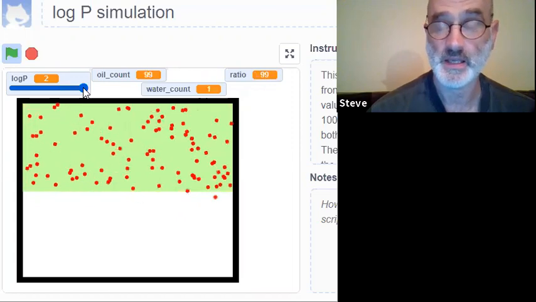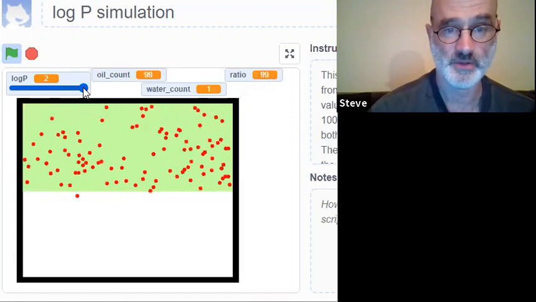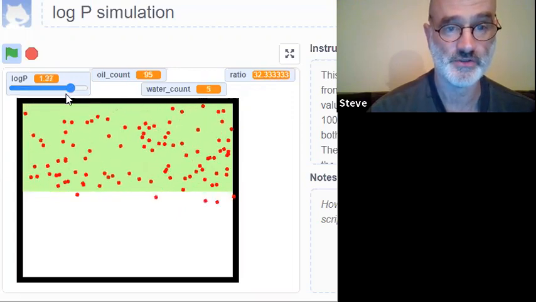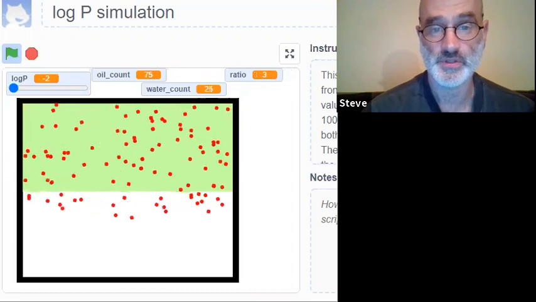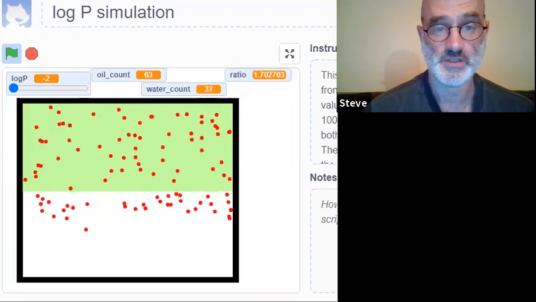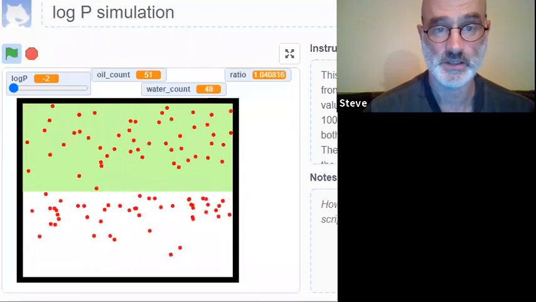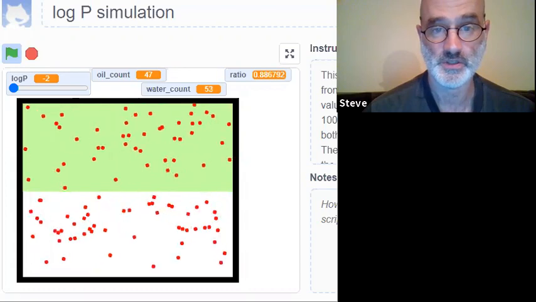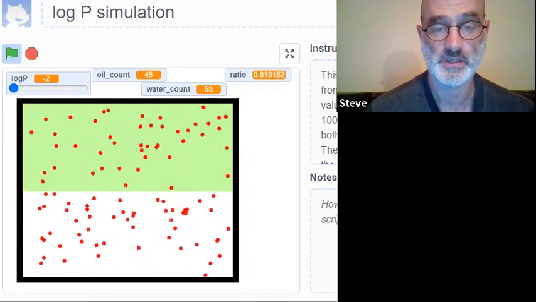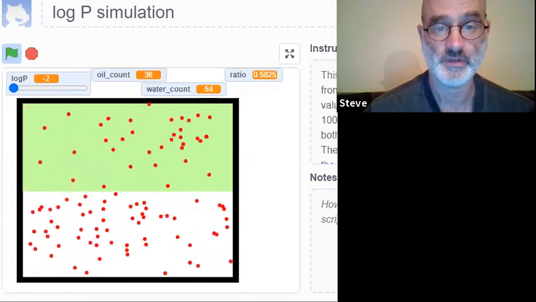So that would be a hydrophobic compound at log P 2, and if I want to make it a hydrophilic compound and take it to minus 2, you can see that the molecules will start to diffuse out of the oil layer and back into the water layer as well. I'll just let that go for a little while so that you can see that it does actually move all the way through. Just give it a little longer.